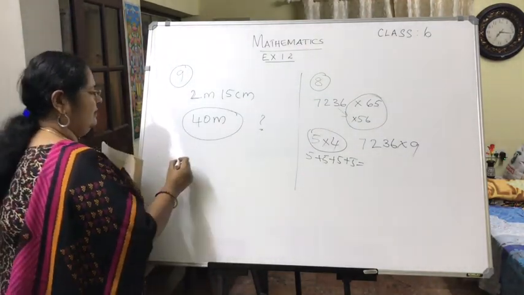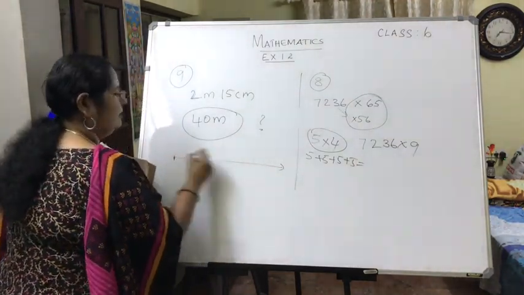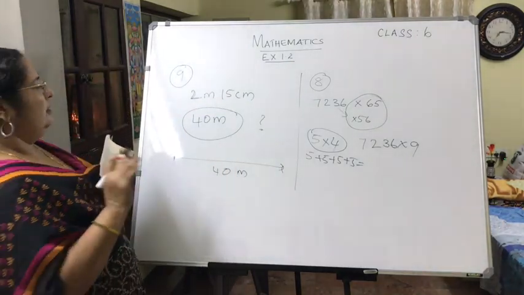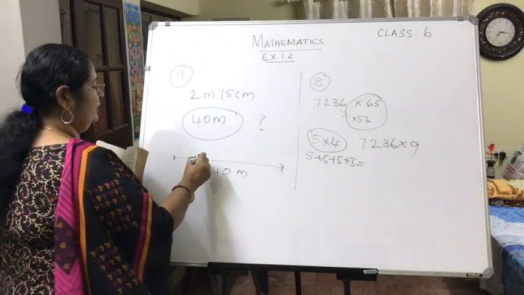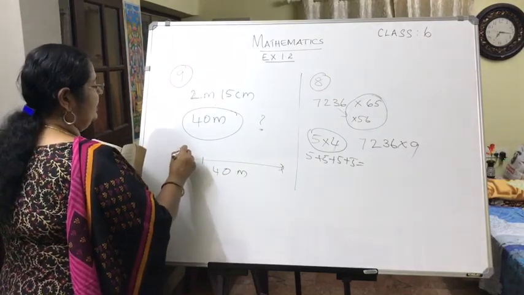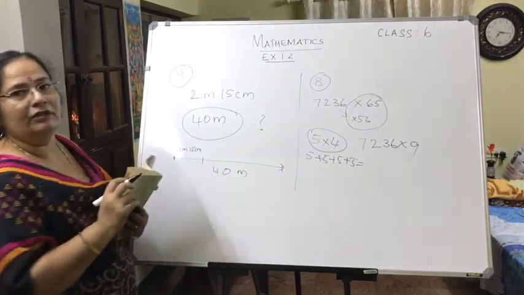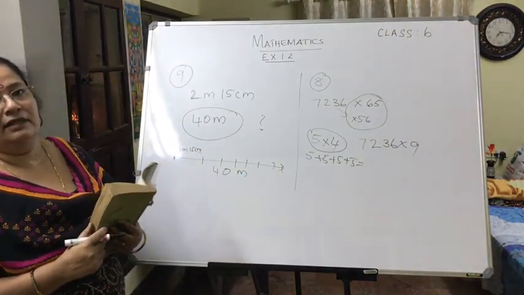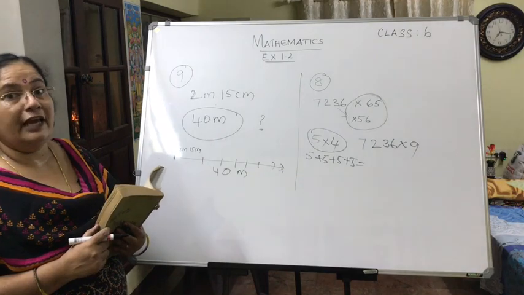Let us see this. The cloth length is, say, 40 meter cloth. You are having a 40 meter cloth. For making one shirt, you require 2 meter 15 centimeter cloth. Like that, how many? This is the question. How many shirts can you make?